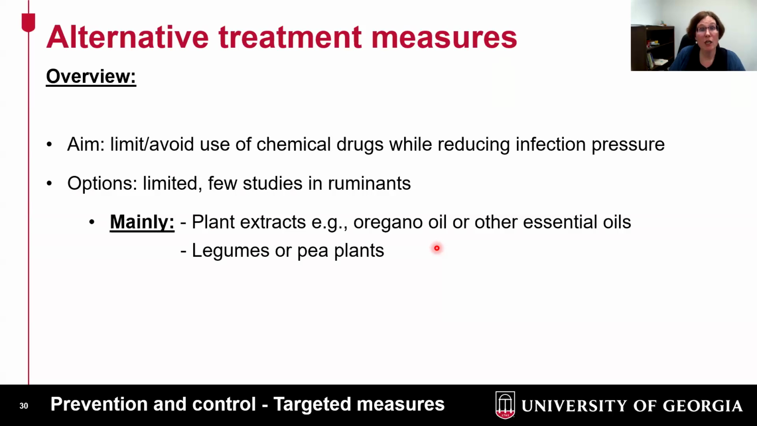There is unfortunately not a lot of studies done in ruminants. We have a few studies done in poultry. Some of them are very promising. But we have limited ideas about what happens in ruminants once they digest with their specific rumen system. They might not be as efficient in the intestine as it might be in birds. What we have as options are usually plant extracts like oregano oil or essential oils, and legumes or pea plants are also investigated.